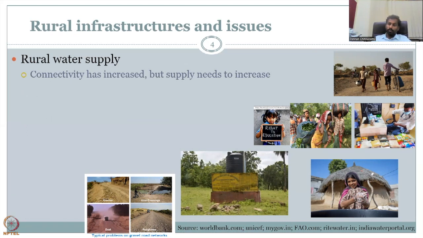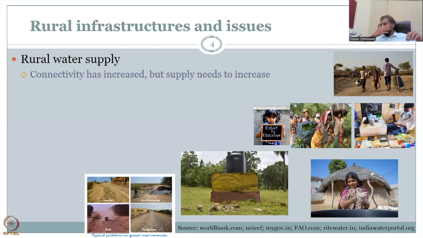Let's take, for example, rural water supply. Please understand that the rural population gets much, much less water compared to an urban population. It is measured in liters per capita per day, LPCD. So the rural water supply is always less, and there are important, ambitious schemes by the government of India to increase this connectivity. We have a rural water supply scheme through the Jal Jeevan Mission. But supply needs to increase.